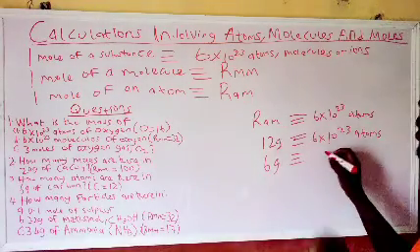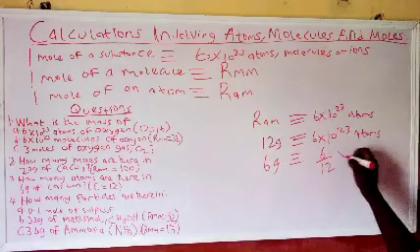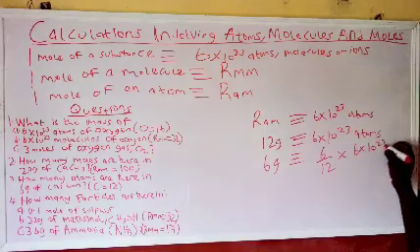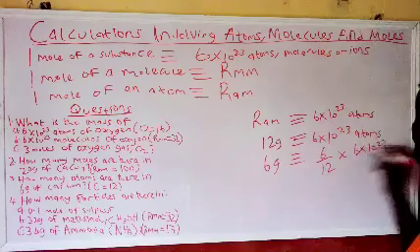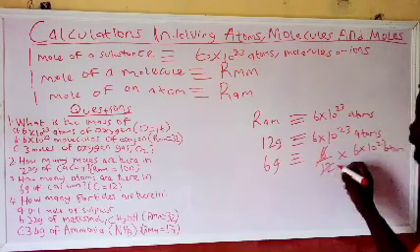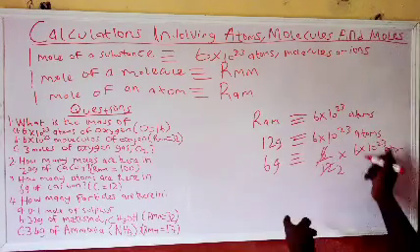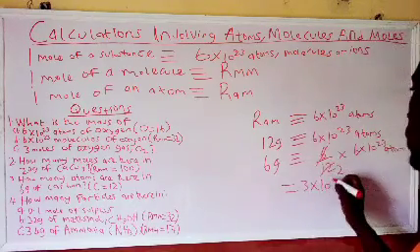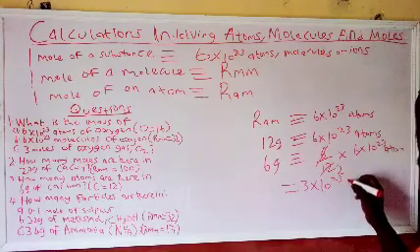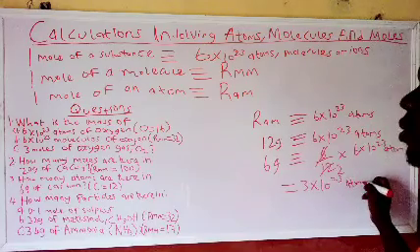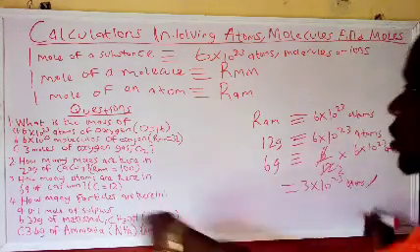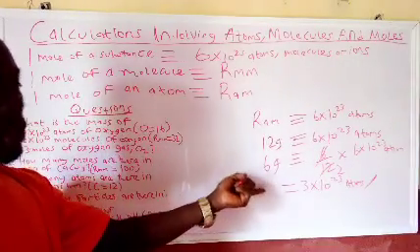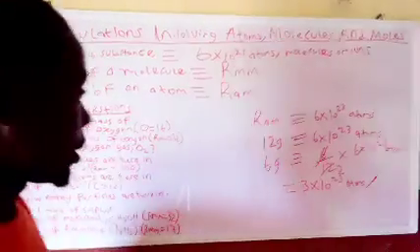Then 6 gram will be equivalent to 6 over 12 times 6 times 10 to the power 23 atoms. So 6 over 12 is 1 over 2. If we divide, what we have is 3 times 10 to the power 23 atoms. So that means 6 grams of carbon will contain 3 times 10 to the power 23 atoms of carbon. So that's that.